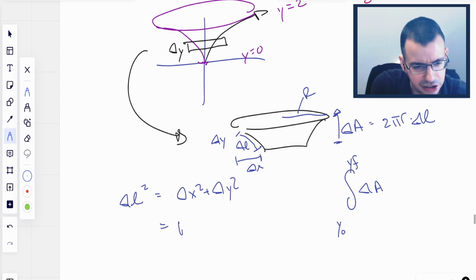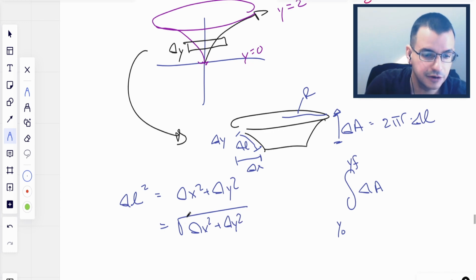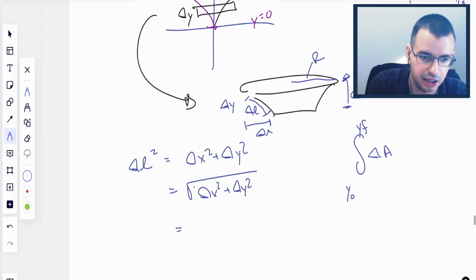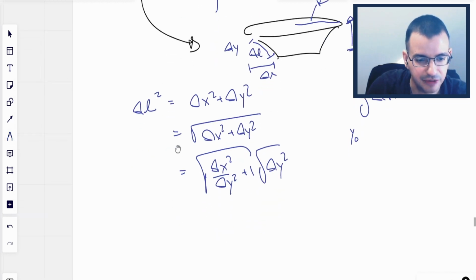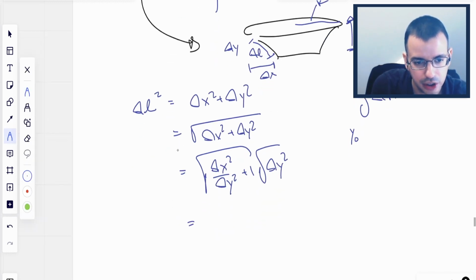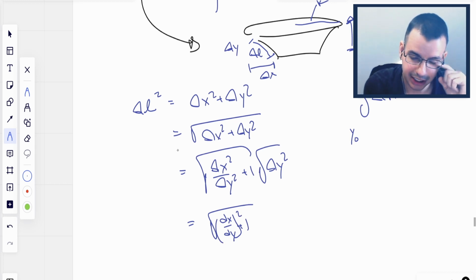Square rooting everything and simplifying a little bit, we get the square root of delta x squared plus delta y squared. In fact, basically we're going to factor out a delta y squared. So we get the square root of delta x squared over delta y squared plus 1, times the square root of delta y squared. Simplifying this one more time, we get the square root of (dx/dy) squared plus 1, times dy.